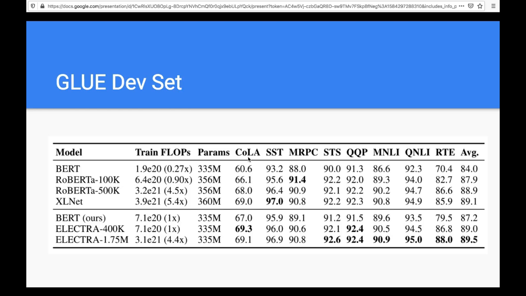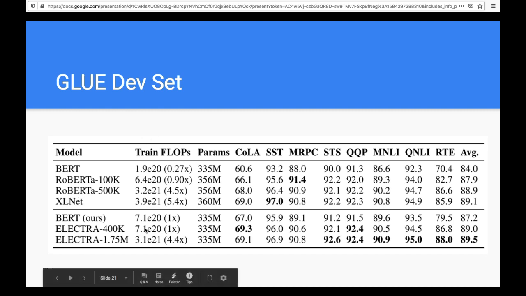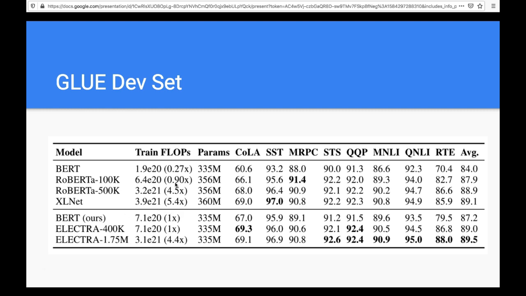To compare, they run on the GLUE dataset, and because it's easier to compare with those models on the dev set. For some reason, if you want to know the details, you can look into the paper. And this is BERT, RoBERTa, fully trained RoBERTa and XLNet. And this is the compute resource they use. The 1x means the baseline is BERT, and 0.27 means you just use 27% of BERT.